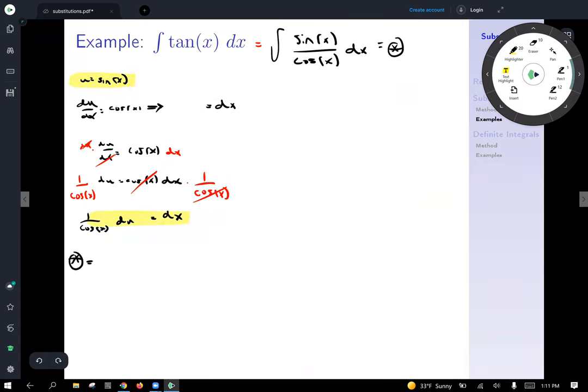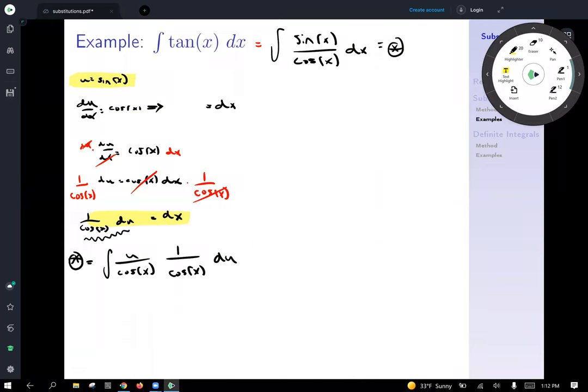Okay, under our substitution, we have touched the sine. So the sine is replaced with a u. We have not touched that cosine in the basement, so we're going to leave that cosine in the basement. With me? And now I'm going to replace dx. dx is this entire expression of 1 over cosine of x du. I keep doing that, I'm sorry, du.